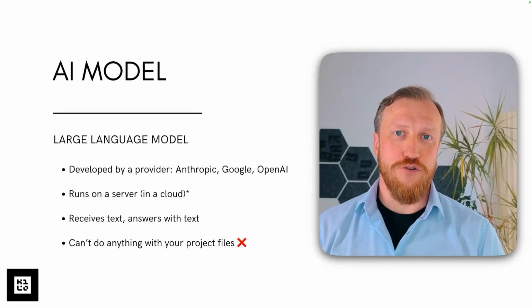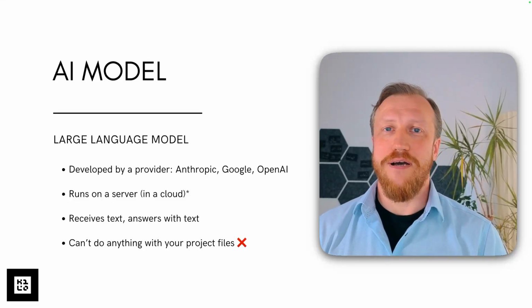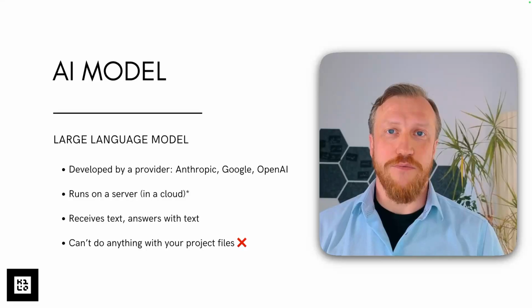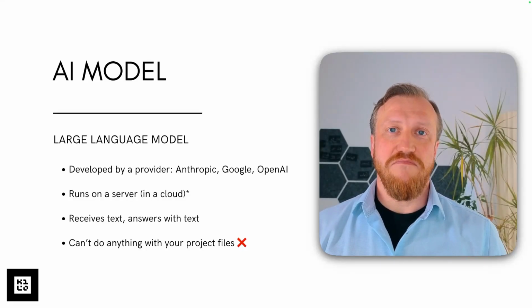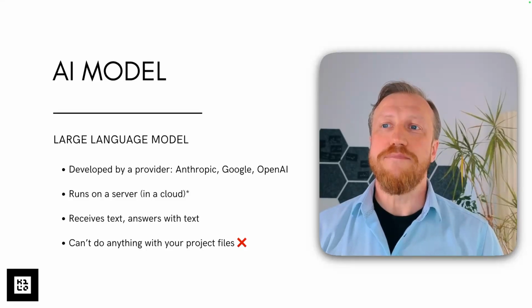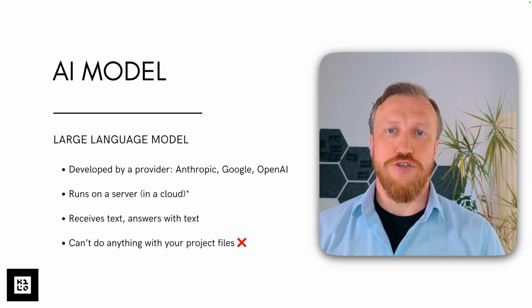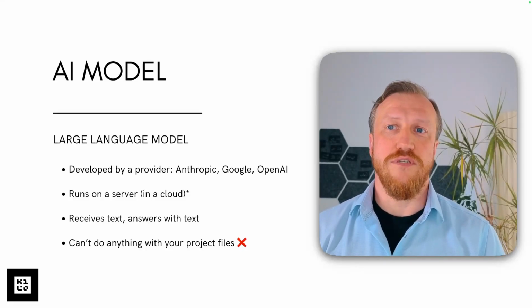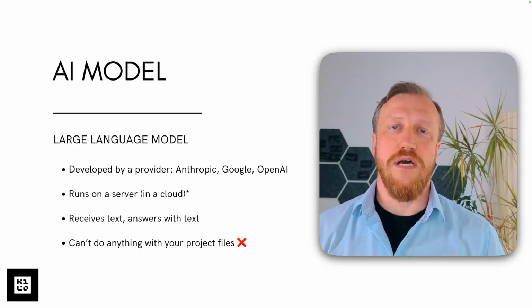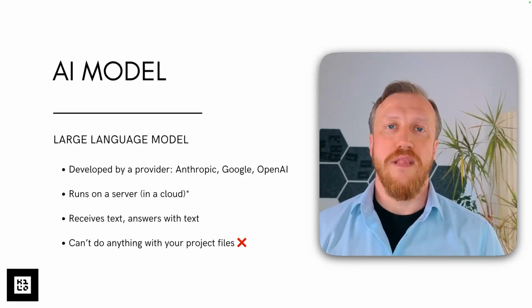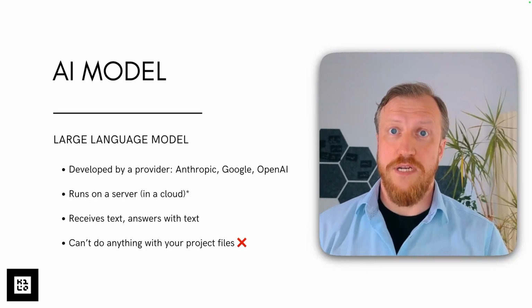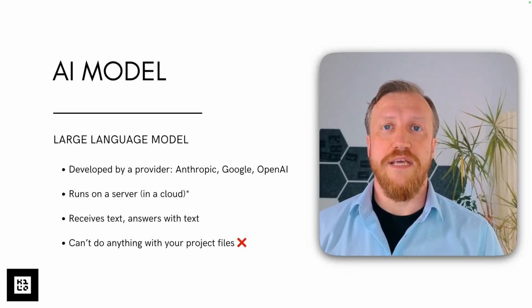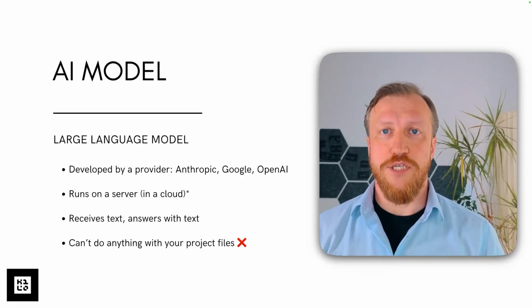So I will not tell you too much about yourself, but what is a large language model? AI model, we call it. To be short, usually developed by some major provider. Most of our users use models by Anthropic, so Claude Sonnet, Claude Opus. There is Google Gemini, famous for its pretty big context window. I will explain context window really soon because it's important. Also OpenAI ChatGPT and much, much more.